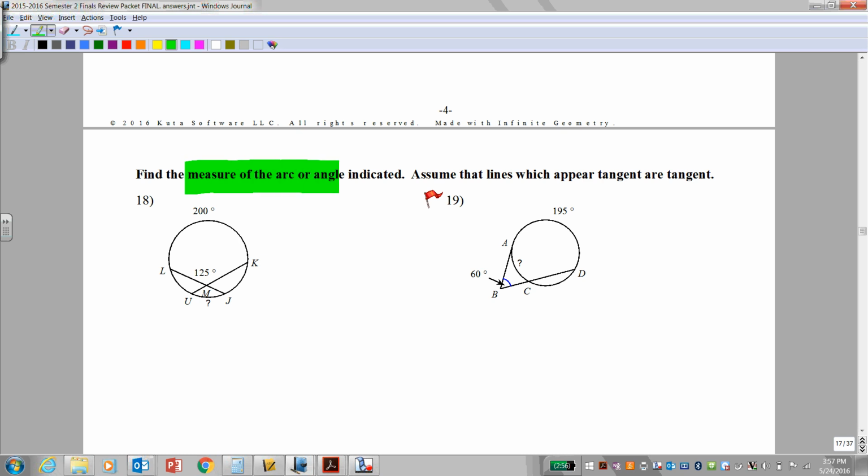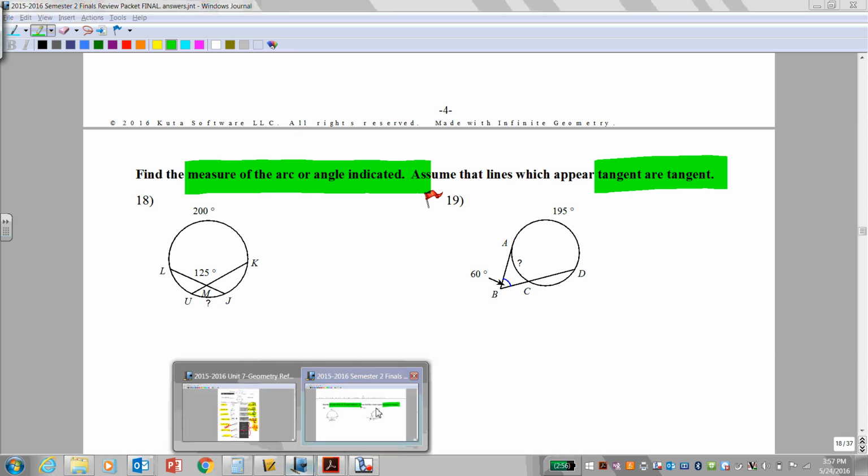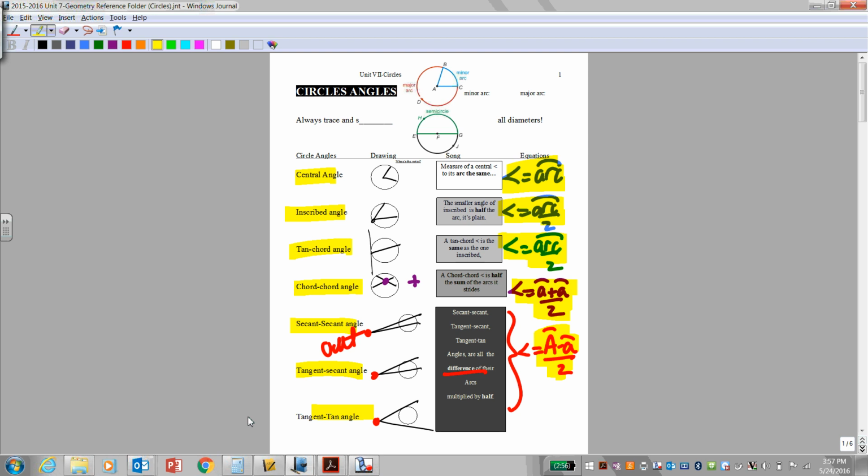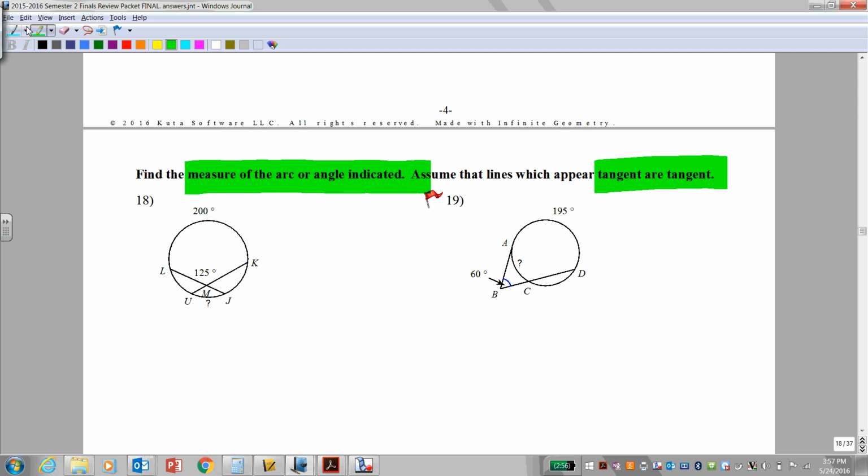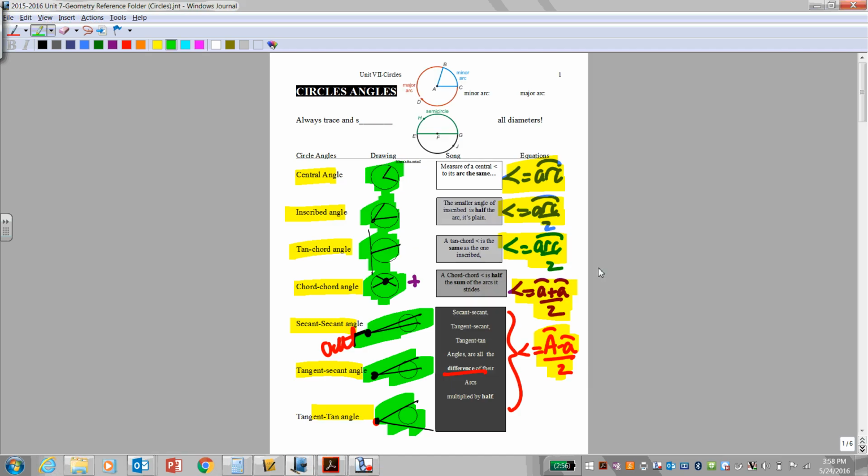Just find the measure of the arc or angle indicated, where lines are tangent. So for these problems, you are paying attention to this page. It's important for you to identify what kind of angle you have going on here and then pick up the appropriate equation. So this angle right here, that is a tangent. And trace it, that's a secant. And we look here at secant-tangent: it is arc minus arc over 2.